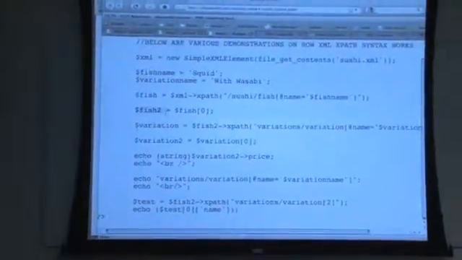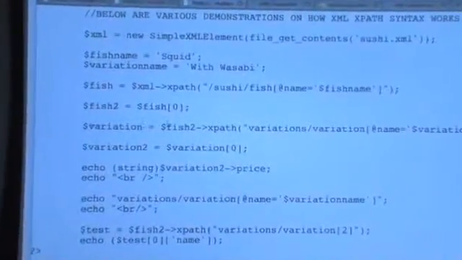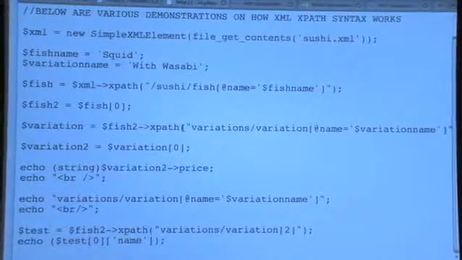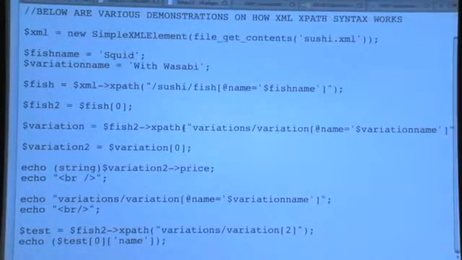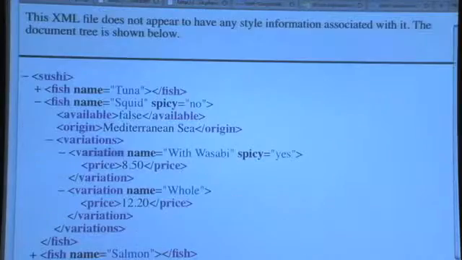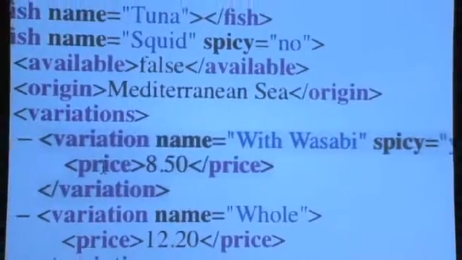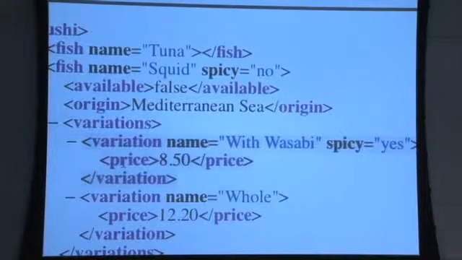Store that object in fish2, and once that's done, query that object for variations whose name is the variation name that we specified. Once we get that, that's going to give us this object. I'm not sure if highlighting works on that. It does not really. Yeah, it's better. So it basically gives us that object now, and that object has this child named price, which we're going to convert to a string and echo out. Questions?